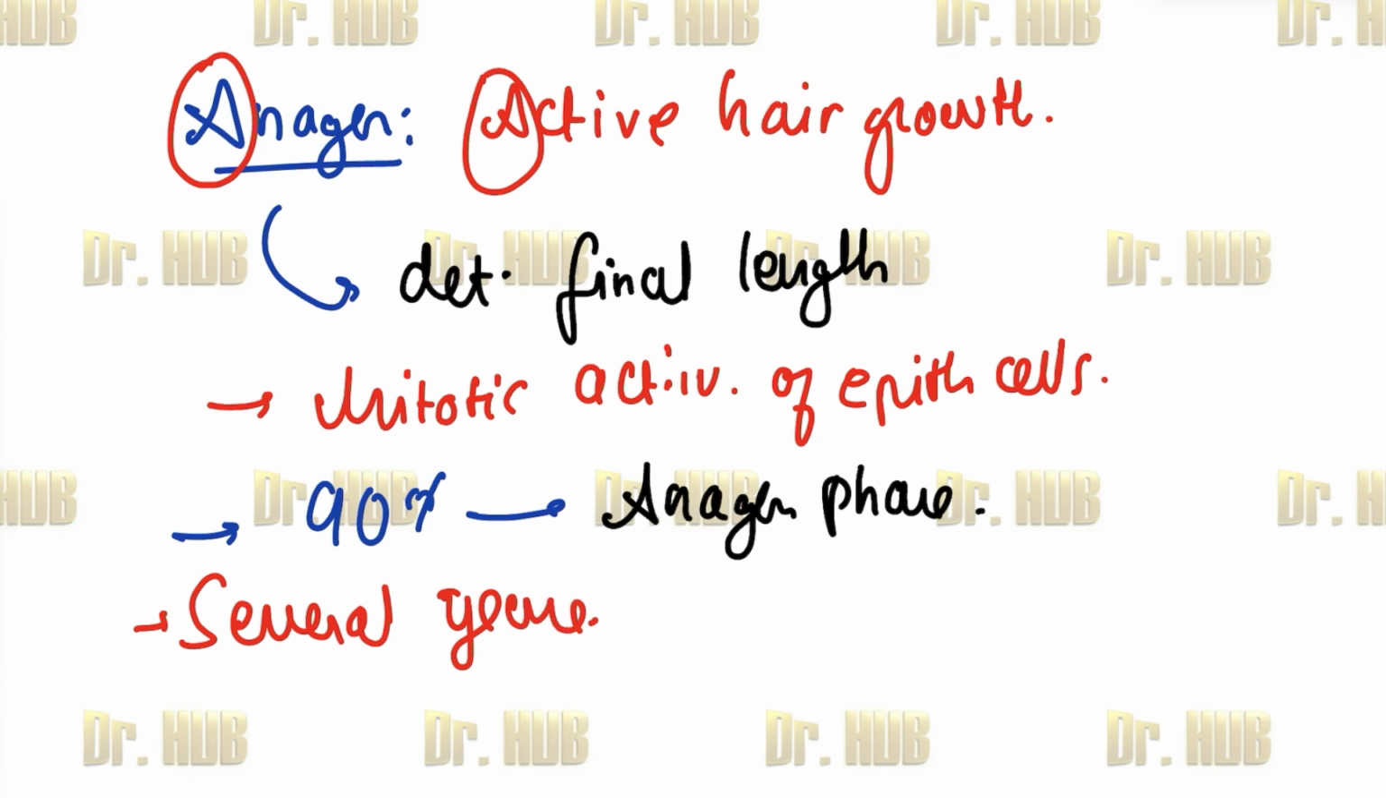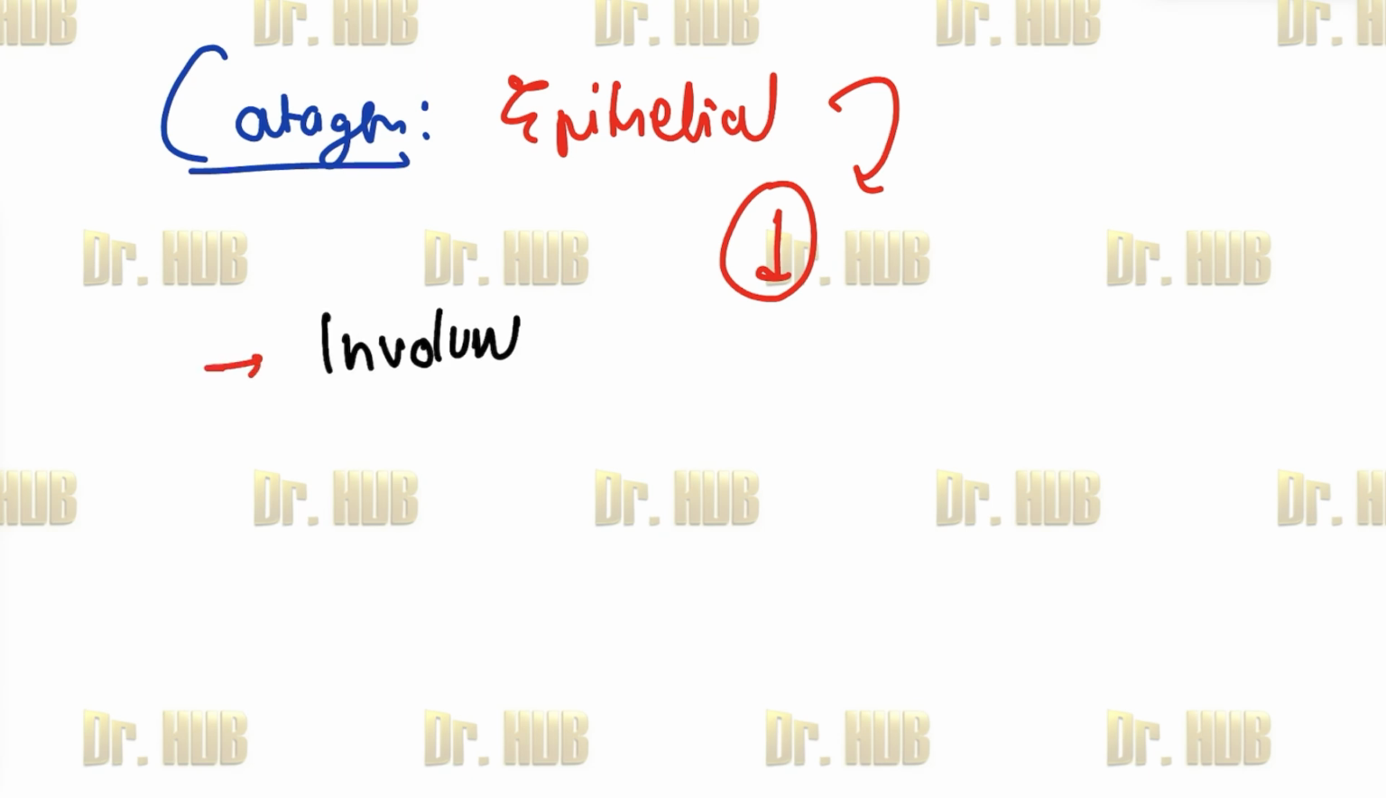Next, we move on to the catagen phase. This is the end of the anagen phase. The epithelial cell division declines and ceases, and the follicle enters an involutional phase. This is known as the catagen.